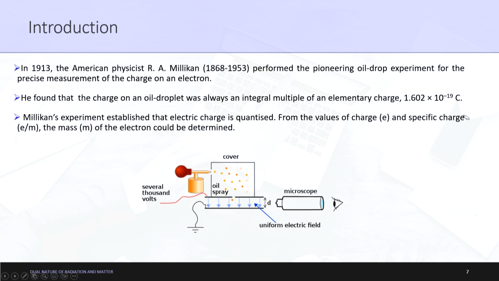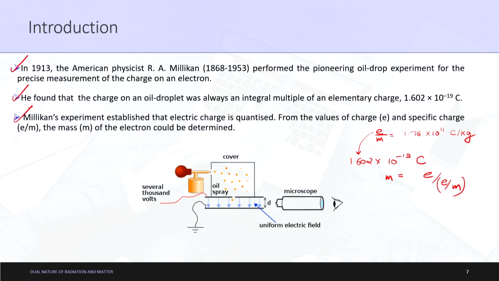Millikan's experiment established that electric charge is quantized. From the values of charge e and specific charge e by m, the mass m of the electron could be determined. Quite evident, as we know the value of e by m is 1.76 × 10^11 coulombs per kg, and the value of charge is 1.602 × 10^-19 coulombs. Hence, the value of m can be calculated as e divided by e by m. This was just the calculation part. Please remember at least this, because these are asked in some of the questions, and hence this is the conclusion of your complete introduction.